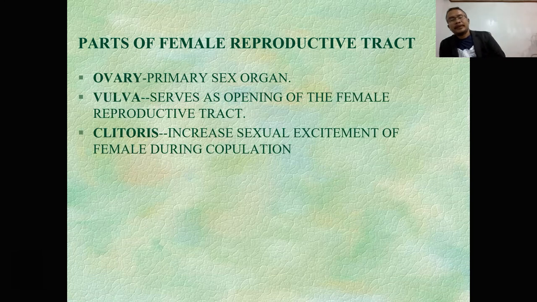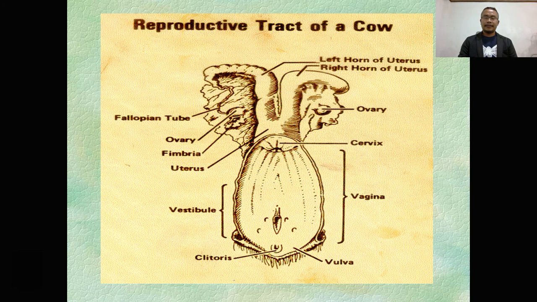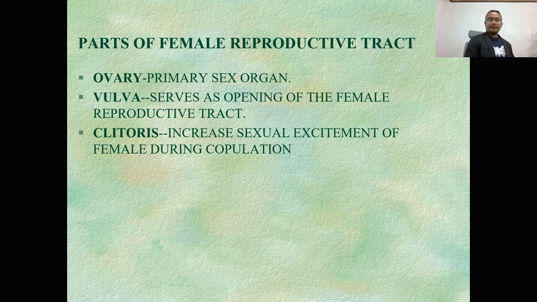Okay, if the work of the male reproductive system is to produce sperm cells and to deposit them to the female reproductive tract, the female reproductive tract will do a more complex function than the male reproductive system. Why? It will handle the fertilization, and the growth and development of the embryo during pregnancy, until such time that it will be delivered normally.